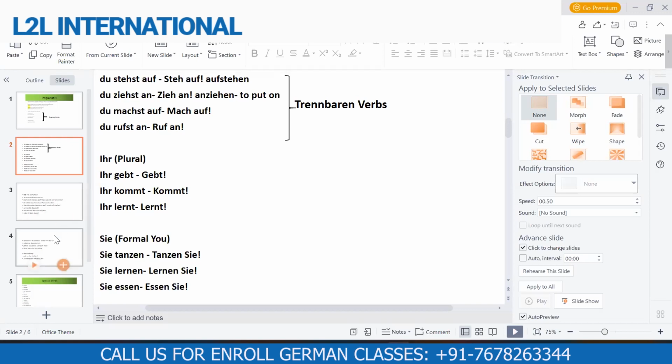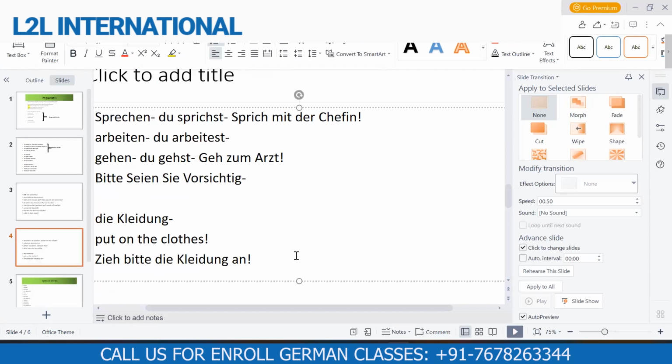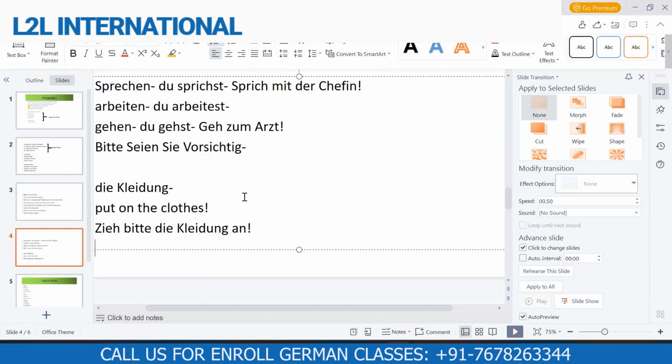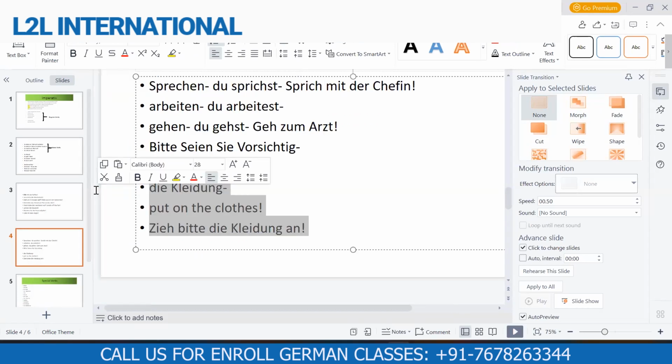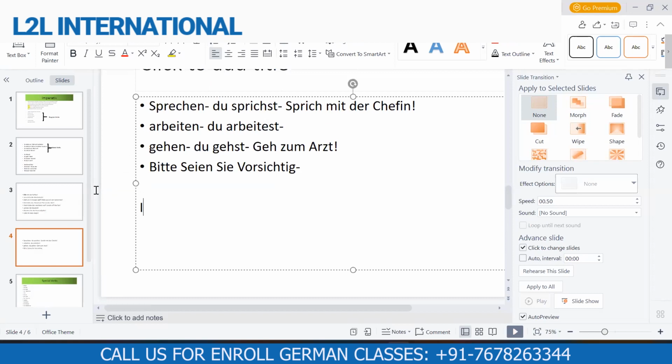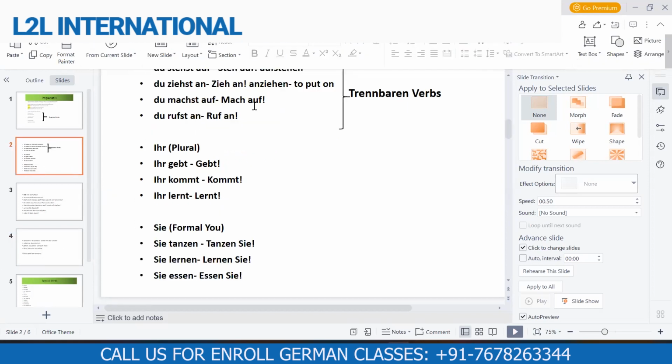So my sentence to you, Revati. My sentence to you is: please open the window. Please open the window. This is an instruction I have given to you. The verb is aufmachen.